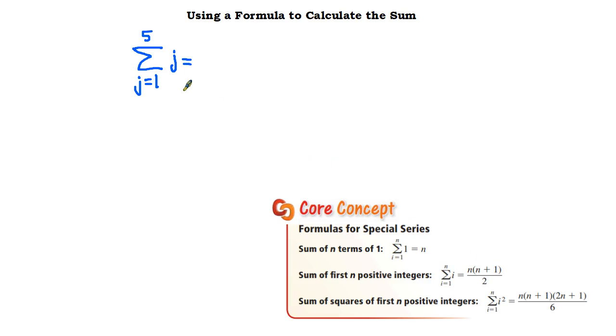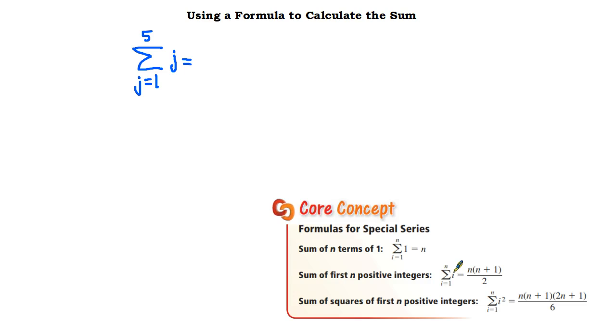So in this particular case, we're using j as our index, and j starts at 1 and it goes to 5. So j will be 1, 2, 3, 4, 5. And then our nth term, or our jth term, will actually be just j. This is a special series, and the formula for calculating the sum of the series looks like this down here. You'll notice that I just replaced the i with j, and I replaced this i with j.